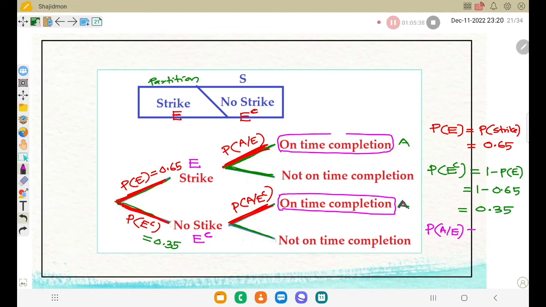What is the meaning of probability of A given E here? This is the number we need to calculate. Probability of A means on time completion, given that E is a strike, correct? On time completion if there is a strike. That is the meaning of probability of A given E.